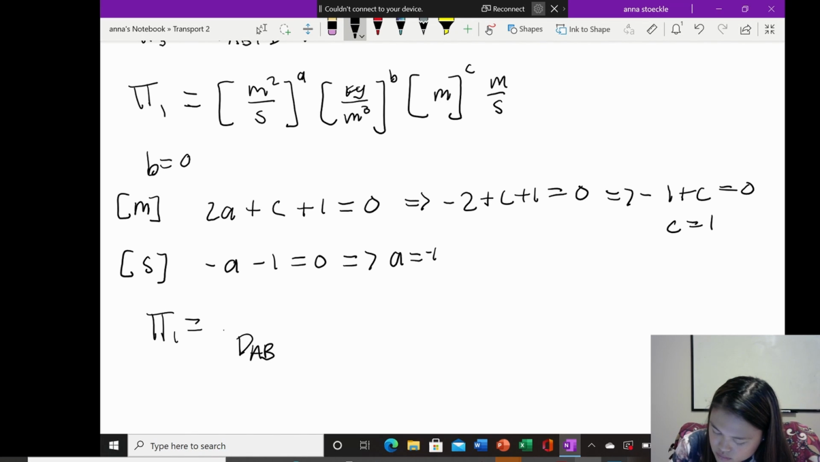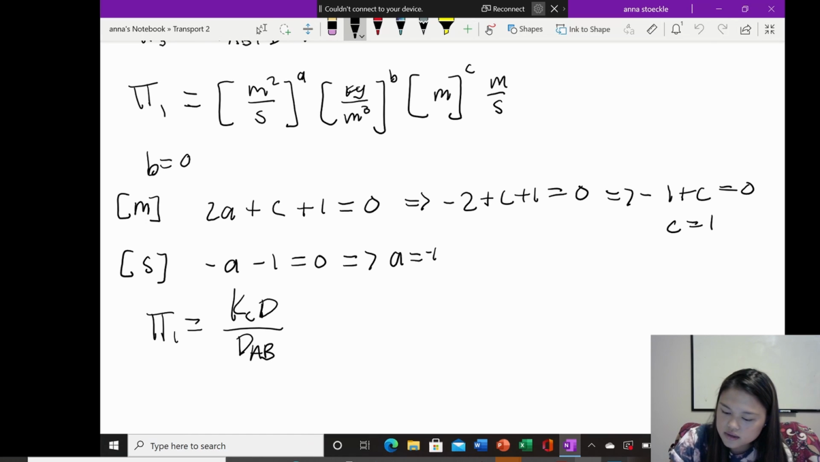And that diameter is going to be in the numerator at just a power of 1. And then this coefficient, the mass transfer coefficient, is just going to be to a power of 1. And that's our first pi group.